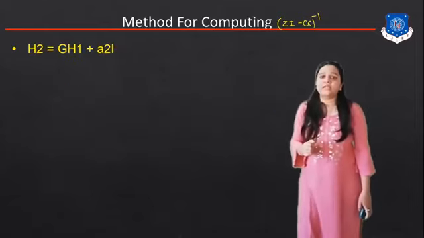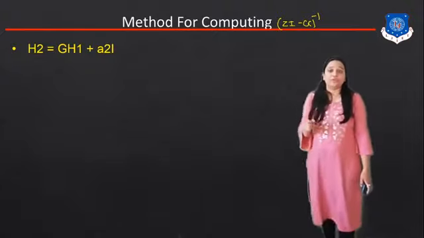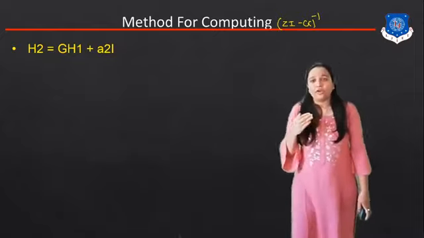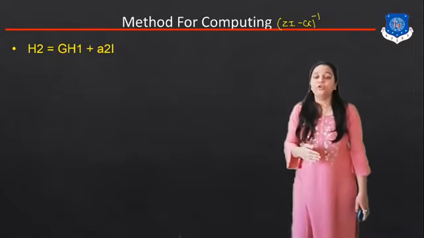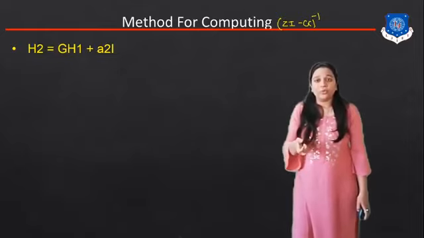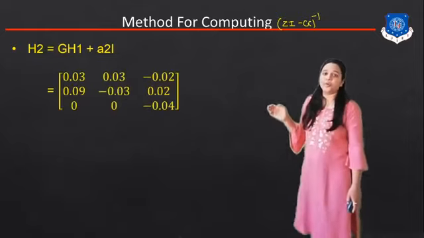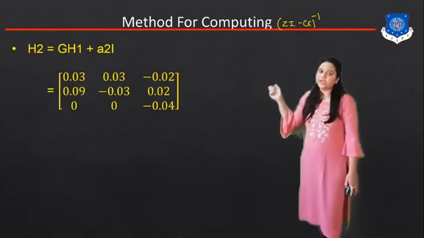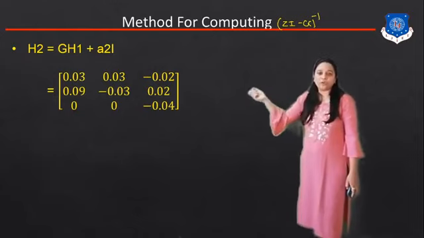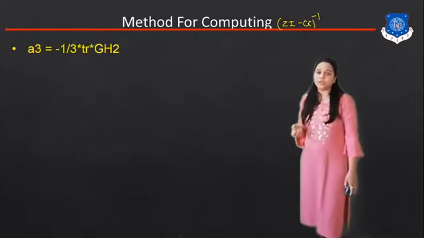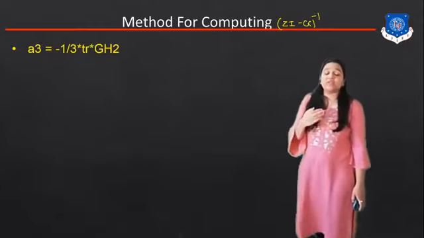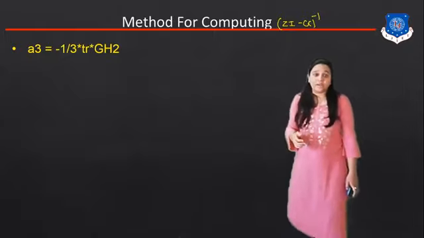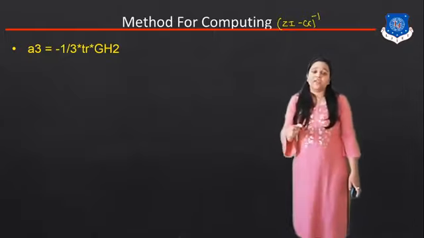Now next target is we have to find the value of H2. So H2 is equal to G into H1 plus A2 I. We already have the values of G, H1 and A2, so put them in this equation. We get 0.03, minus 0.02, 0.09, minus 0.03, 0.02, 0, 0, minus 0.04. Now the next question is at what time do we stop. Whenever this value gets 0, we can stop this method.